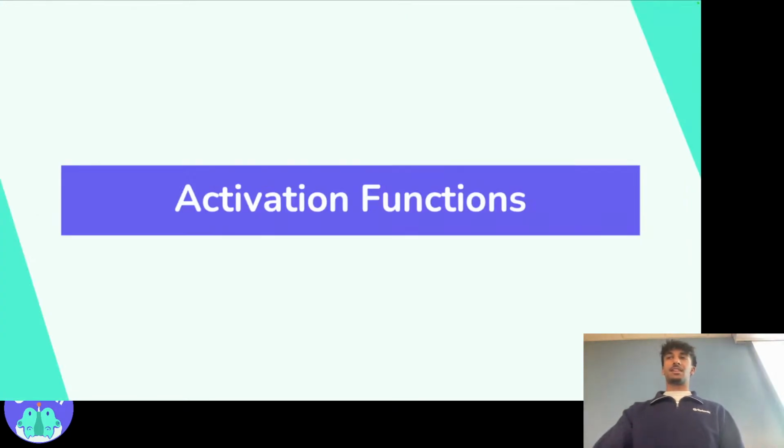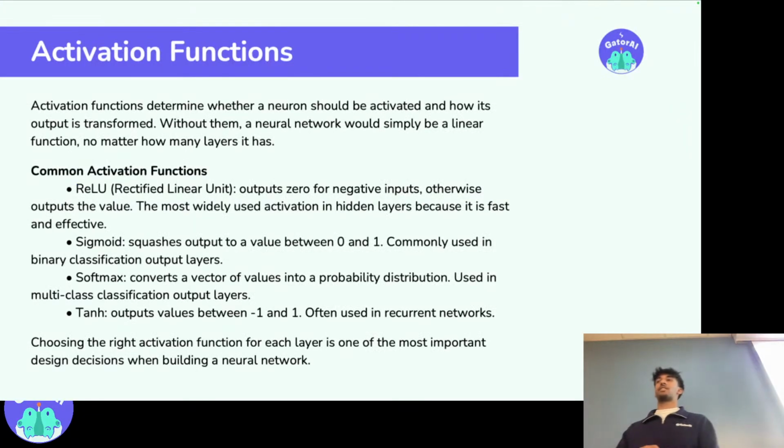Okay, we'll move on to activation functions. Activation functions are what give neural networks their power. Here's the key insight: without them, a neural network, no matter how many layers it has, is just a linear function. You can mathematically collapse the entire thing into a single matrix multiplication.